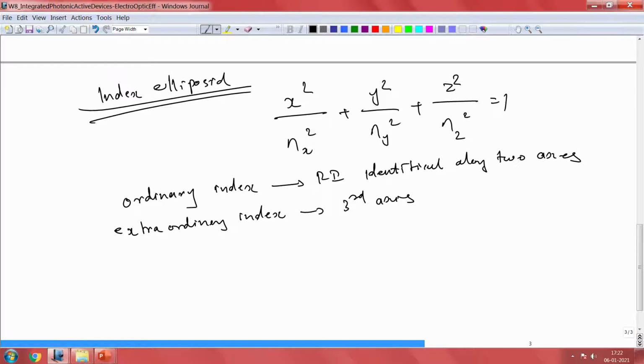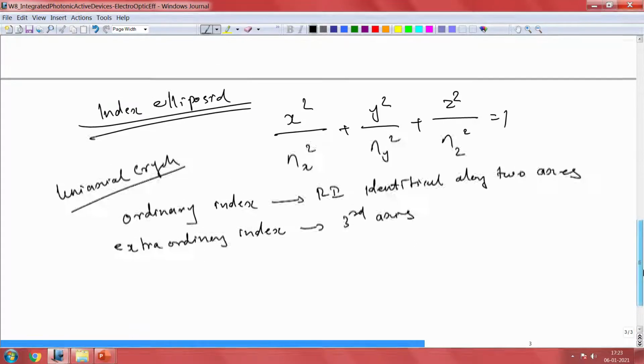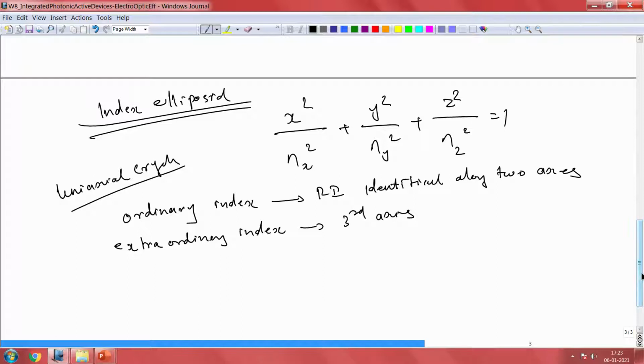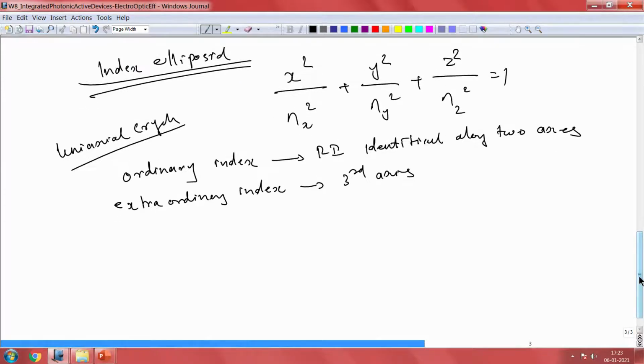So this is primarily in the uniaxial crystals. In biaxial crystals you will have three unique refractive indices, okay. So that is something that we should take care of. In this case the ordinary index is where you have two indices that are identical, while the extraordinary is the different one. So you have two sets of refractive indices, but if all of them are unique, then we call that a biaxial crystal.